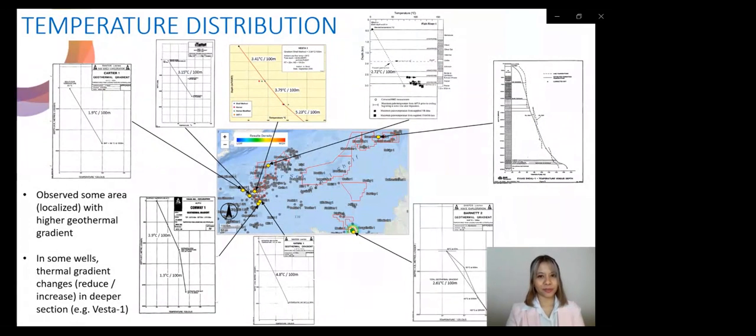Apart from pressure, we can also look at the temperature distribution. It is observed that some localized area has high geothermal gradient. In some wells, thermal gradient may change by depth. It's either increasing or decreasing. An example can be observed from well Vesta 1, where the thermal gradient changes as the well goes deeper.